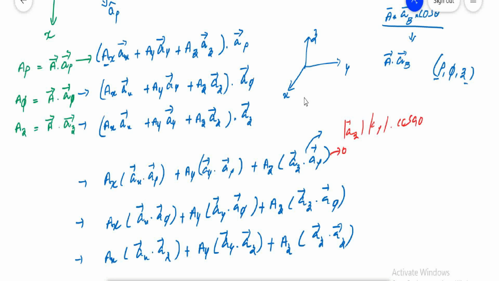Next, while coming to ax dot a phi, ay dot a phi, az dot a rho, this term becomes 0. Next, while coming to ax dot a z, x and y and z are perpendicular to each other, so this term becomes 0. Ay dot a z, this term becomes 0. Az dot a z is equal to 1. So A rho is equal to only these two terms, A phi is equal to these two terms, and Az is nothing but only this term, that is Az is equal to Az.